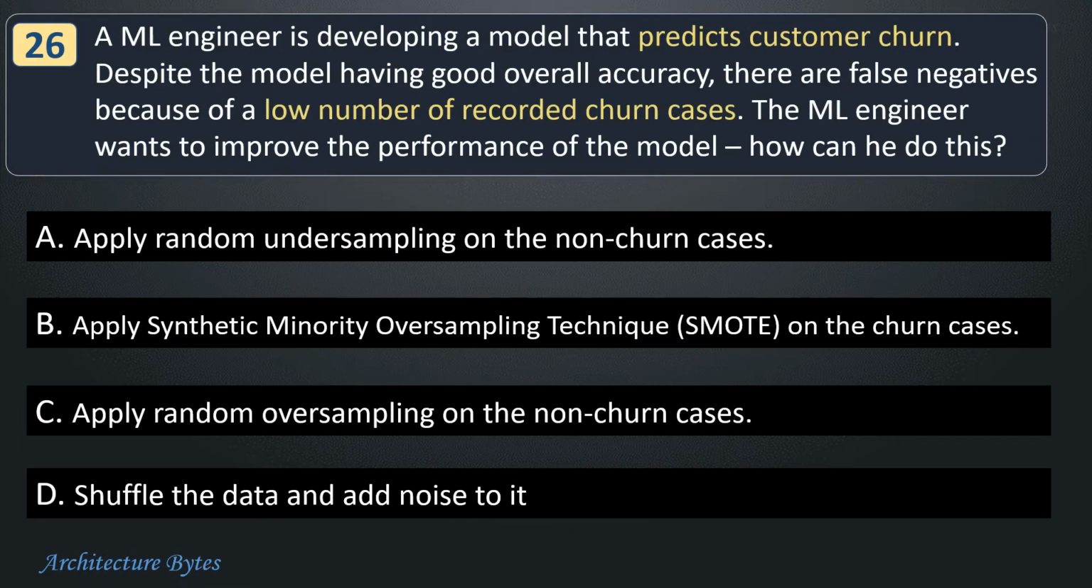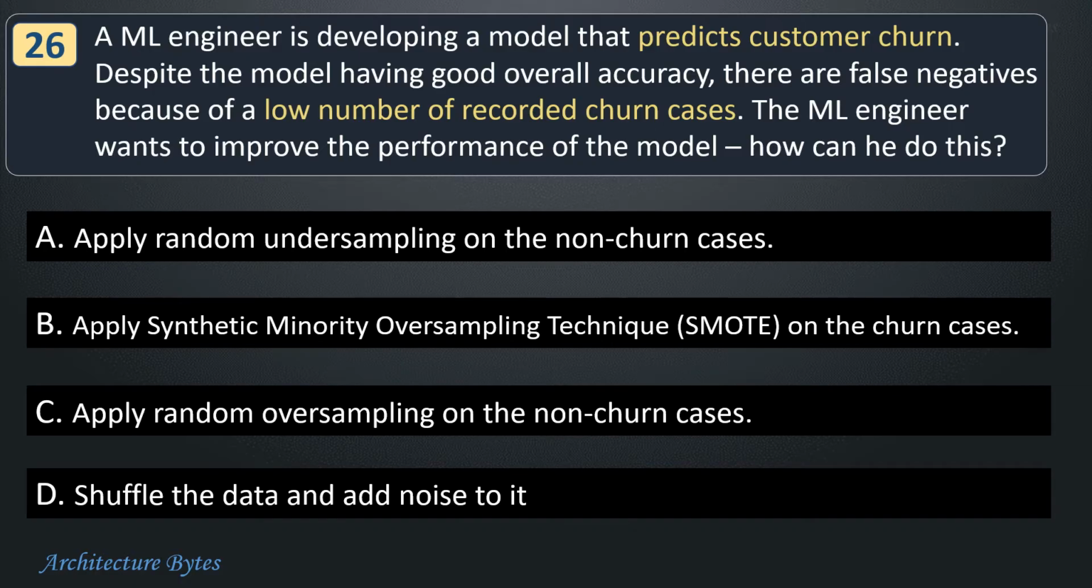A machine learning engineer is developing a model that predicts customer churn. Despite the model having good overall accuracy, there are false negatives because of a low number of recorded churn cases. The machine learning engineer wants to improve the performance of the model. So how can he do this?